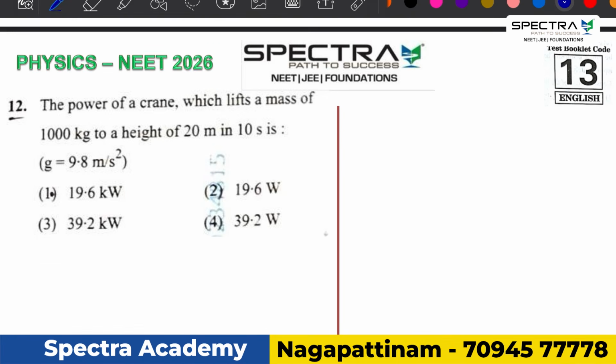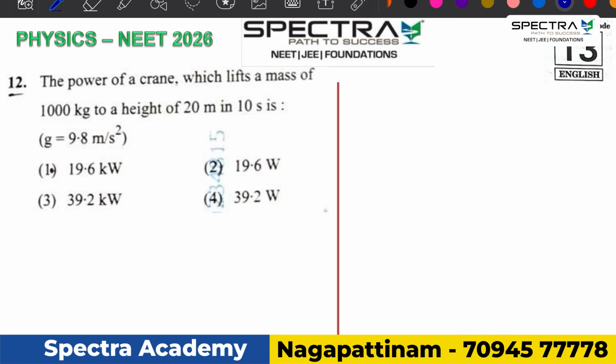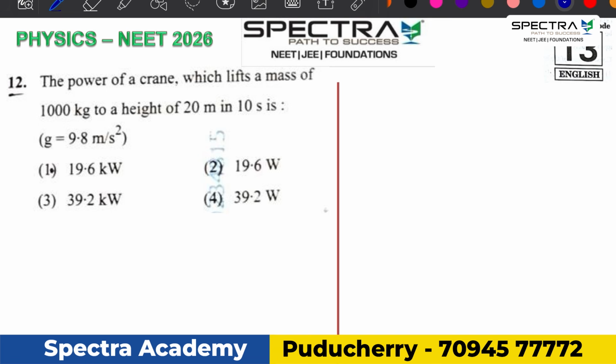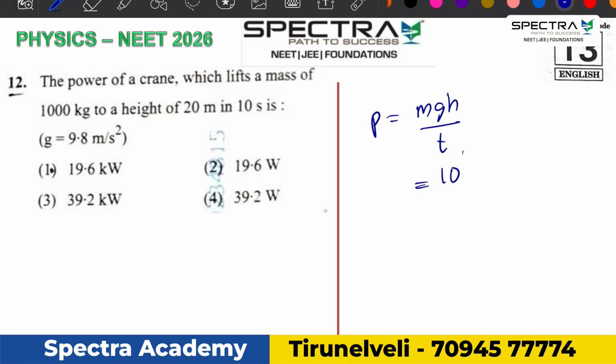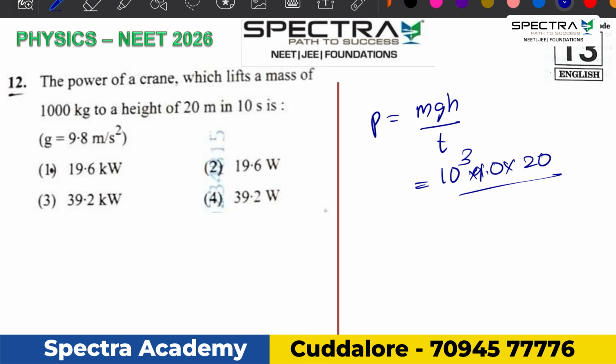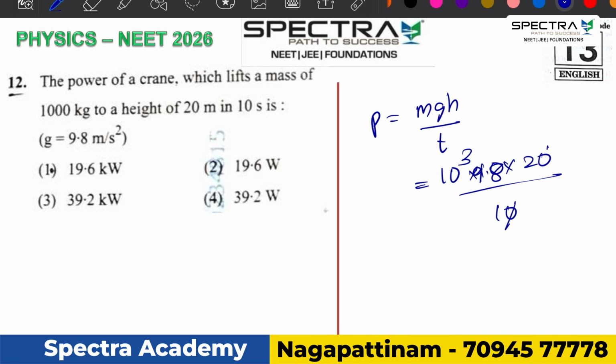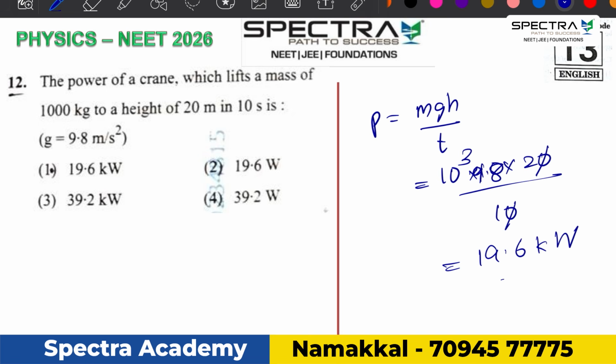Fourth option. Question number 12. The power of a crane which lifts a mass of 100 kg to a height of 20 meter in 10 seconds is... power is equal to, what is the equation? Work by time, or energy by time, mgh by time t. Because we are lifting to a height of how much? 20 meter. So what is the mass value? 1000, g 10, height 20, g 9.8, sorry, 9.8 we have to take because it is given in the question. And t is what, students? 10. So 0 gets cancelled. So 9.8 into 2, 19.6, 10 power 3 I can write as kilo. So 19.6 kilowatt. First option is our right answer.